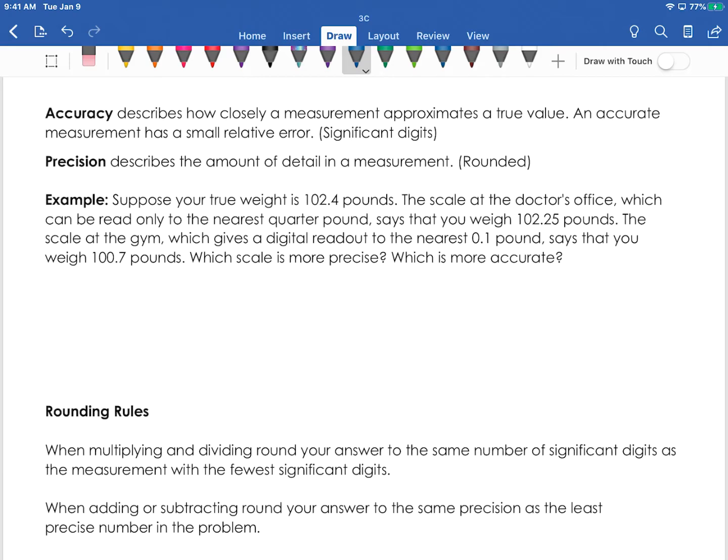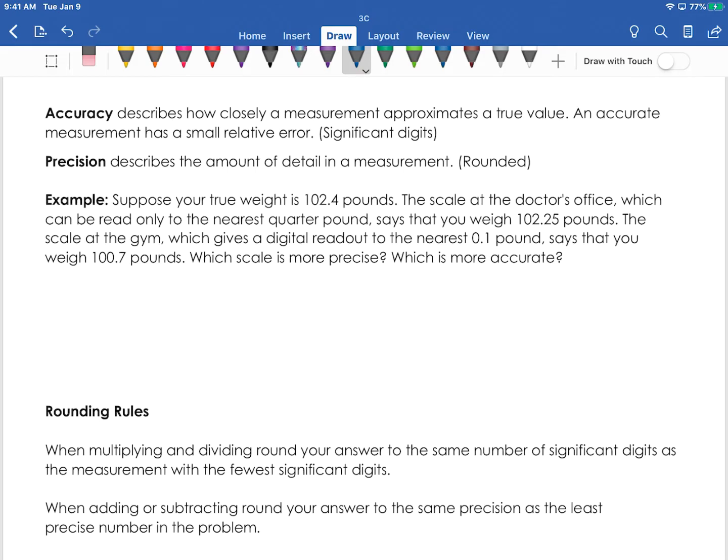In the last part of the lesson, we're going to talk about accuracy and precision, and then combine it with significant figures and rounding rules. Accuracy tells us how close we are to the true value. The closer we are to the true value, the more accurate we are. The precision tells us how detailed we are. The more detail in the measurement, the more precise we are.